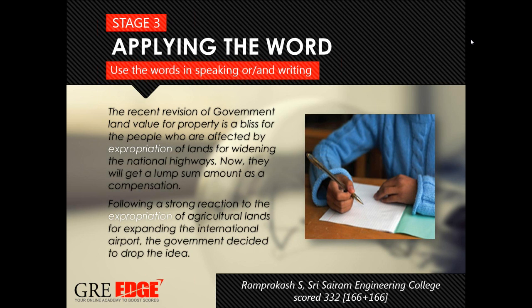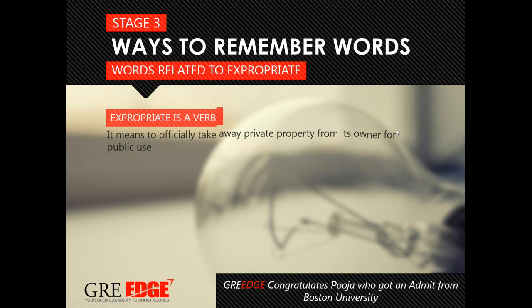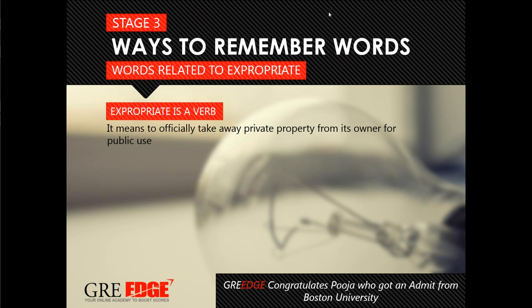Just moving forward. Right. Okay, so I've taken 4 words: misappropriate, appropriate, deprive, and divest. We'll look at each of these words in detail. Now we've talked about expropriate. Expropriate is a verb. It means to officially take away private property from its owner for public use. So that is clear, right? I don't have to explain it again. Okay, so moving to the next word.